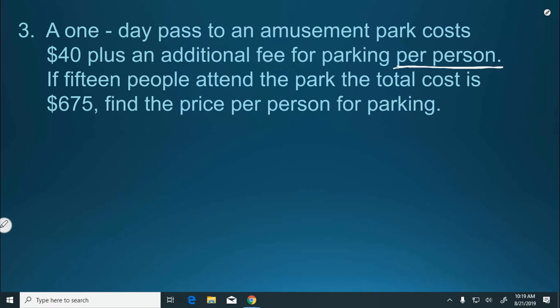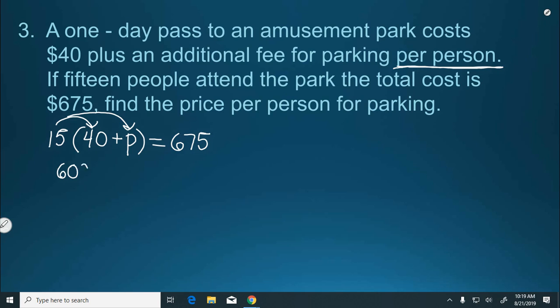Find the price per person just for parking. So we know that 15 people in total are paying $40 plus some amount for parking, and the total cost is $675. So there's our equation. 15 times 40 plus some number for parking equals $675. So now I'm going to do this by distributing first, because I don't want to divide 675 by 15 in my head. I know 15 times 4 is 60, and I'm going to add the 0. So 15 times 40 is 600. Then 15 times p would be 15p, equals 675.